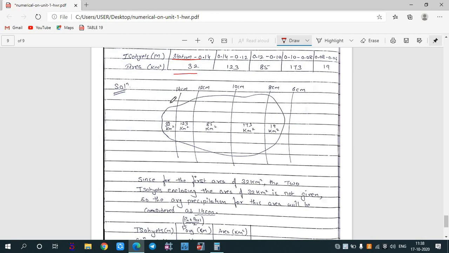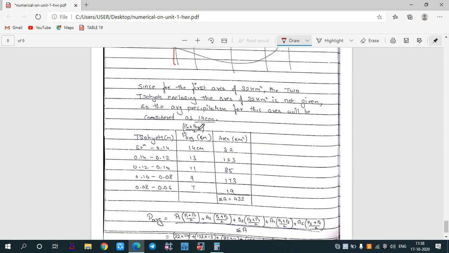Okay, so we'll draw our catchment area. We'll draw the isohyetals. The first isohyetal is 14, the next one is 12, the next is 10 centimeter, the next is 8 centimeter, the next is 6 centimeter. The first area is about 32 kilometers square, next is 123, next is 85, 173 and 19. Now for the isohyetal values, we'll draw the table. The isohyetal values were 14, 14, 12, 12, 10, 10, 8.